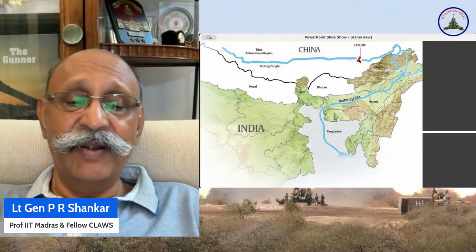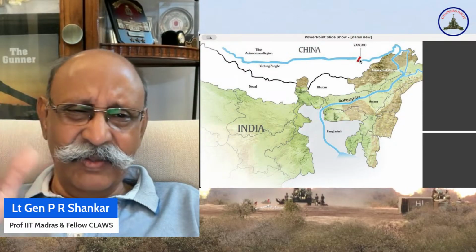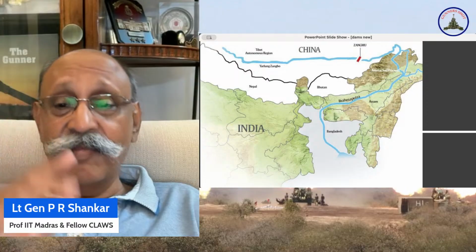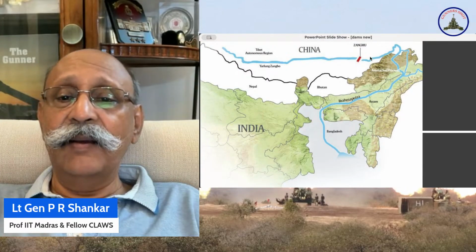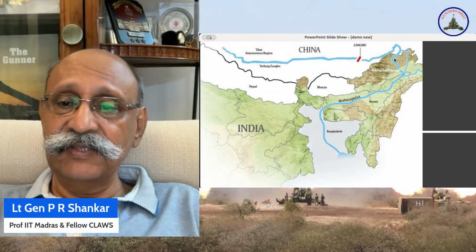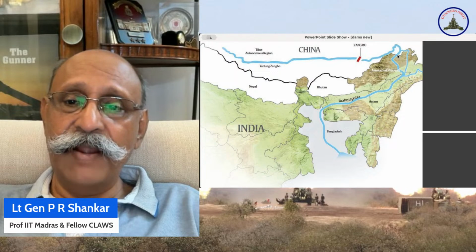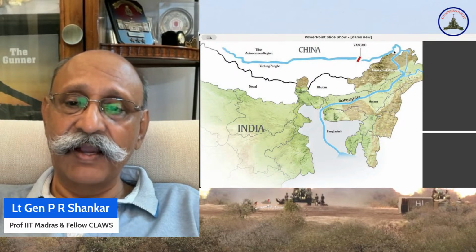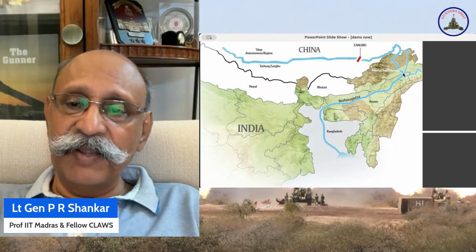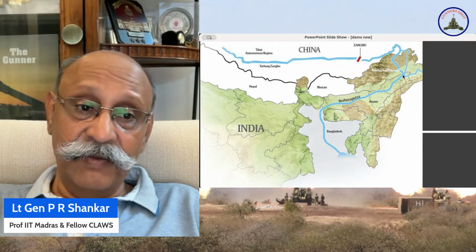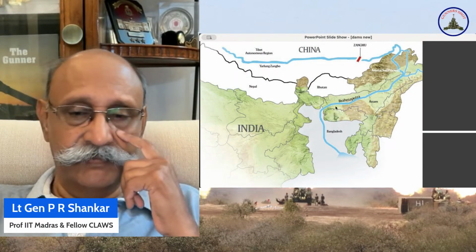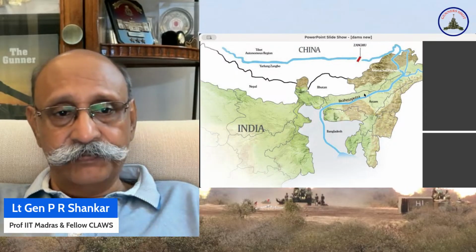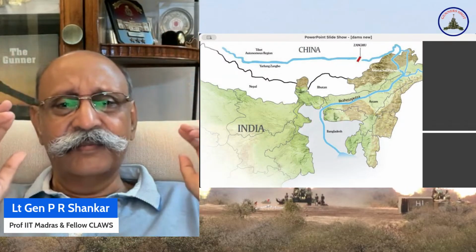They've got a major dam at Zangmu. It's a run-of-the-river dam, so it doesn't matter much. And then it comes in and enters here. There's the big bend, it's called the Big Bend. And it enters here and comes down as Siang, till at Pasighat it joins the main Brahmaputra and comes back. Okay, this is the broad picture.